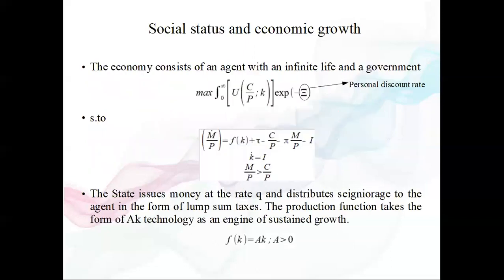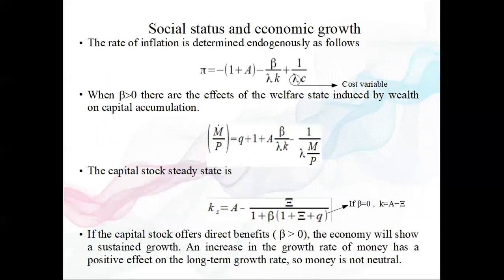This is the maximization of the infinitely lived agent, subject to these three constraints. The second agent of this model is the government. The state issues money at the rate Q and distributes it to the agent in the form of lump sum transfers. The production function takes the form of AK technology as an engine of sustained growth. The rate of inflation is determined endogenously as follows. You can see that lambda in this case is a cost variable.